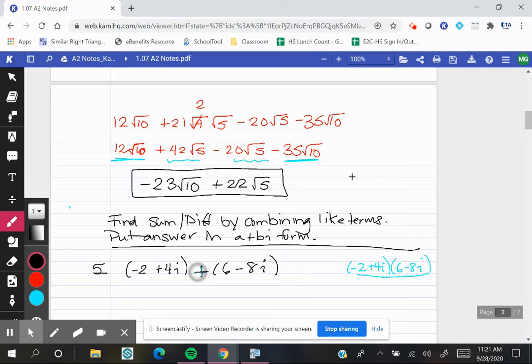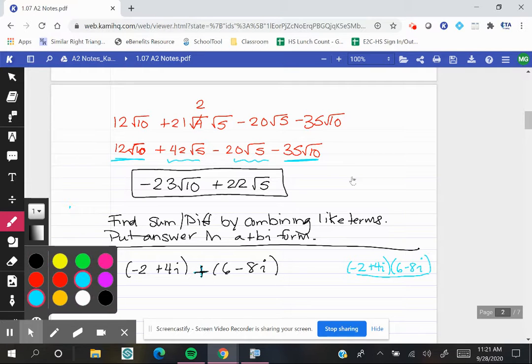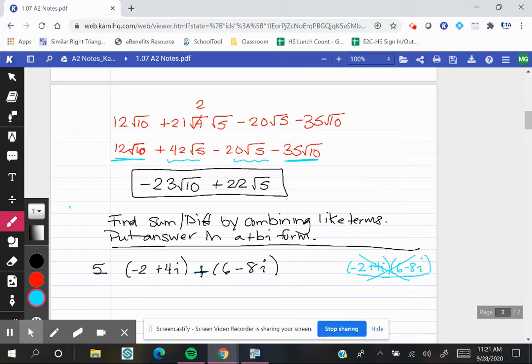So in the blue, that's if you would need to FOIL those. That's multiplication. That's not what we have here. In the middle between our parentheses, we have this plus sign. So all we're really doing is combining like terms. Since it's addition, you actually don't need those parentheses at all. And when you take them off, nothing changes.